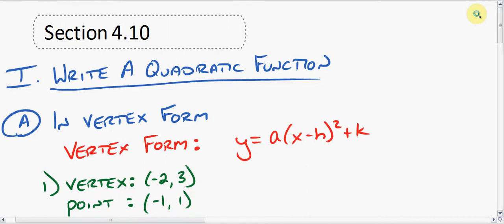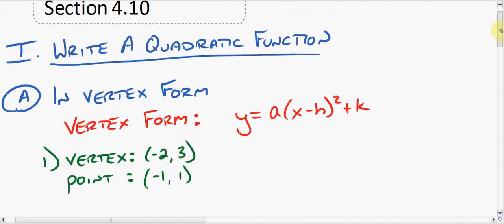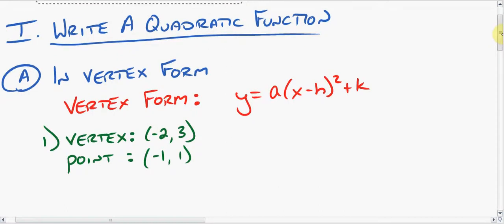This is section 4.10, part 1. We're going to look at writing quadratic equations, or writing a quadratic function, and we're going to do three different types. We're going to write an equation in vertex form, we're going to write an equation in intercept form, and lastly, an equation in standard form. In this part 1, we're just going to focus on the vertex form.